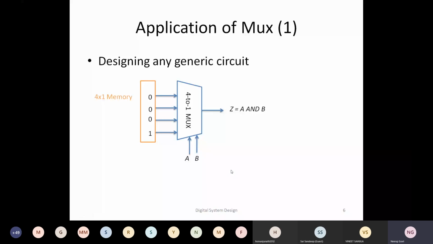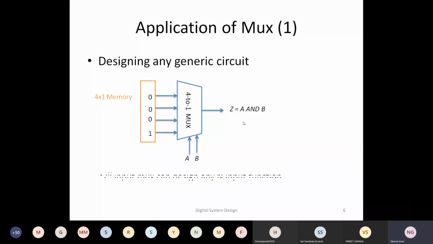Programmable means at runtime, or at configuration time, if I change the value of these memory elements, then the function whatever this mux is going to perform would be different. And this is the precise concept used in almost all the FPGAs.